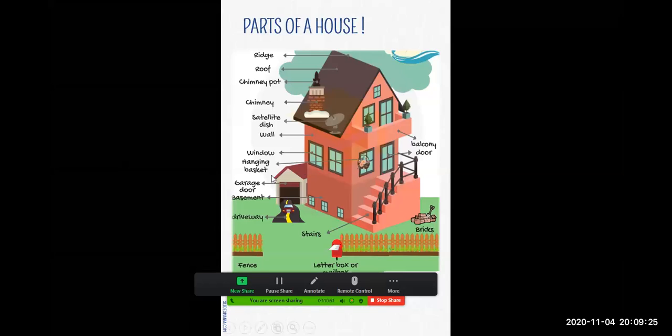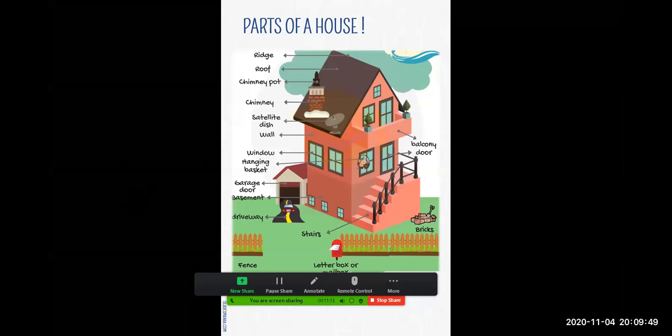Then we have, well, we have the balcony, the door, okay? We also have a door. Here we have a hanging basket, que son, a hanging basket son todas esas plantitas que tenemos de colgar afuera. Okay, o en cualquier parte de su casa, those are hanging. Hanging es colgar. Y basket es cesta. Entonces es hanging basket. Then we have the garage, okay?